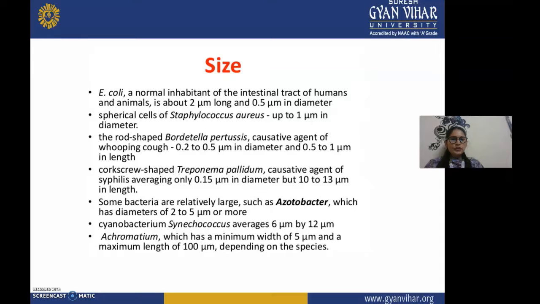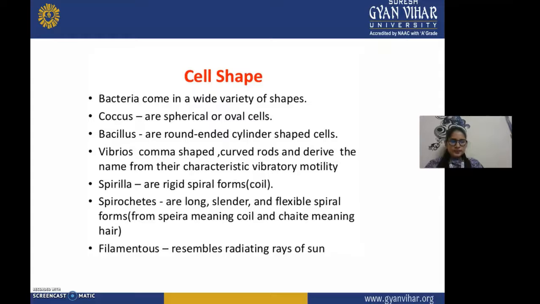So E. coli, a normal inhabitant of the intestinal tract of humans and animals, is about 2 μm long and 0.5 μm in diameter. Spherical cells of Staphylococcus aureus are up to 1 μm in diameter. Now we can see cyanobacteria average 6 μm by 12 μm in size.